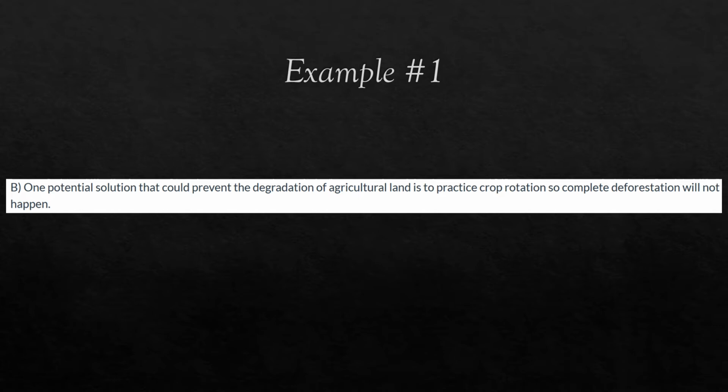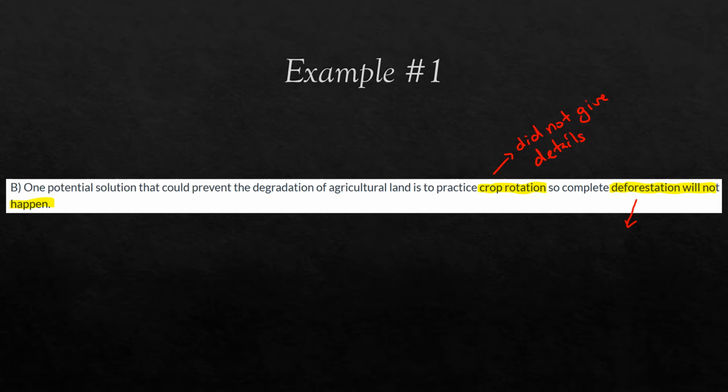Let's highlight those parts. So the student mentioned crop rotation as a solution, which is good, but the student did not give details on what crop rotation is or what's the process of crop rotation. Second, the student did say how it benefits the land and deforestation will not happen, but did not describe how that works. I understood what the student was saying.